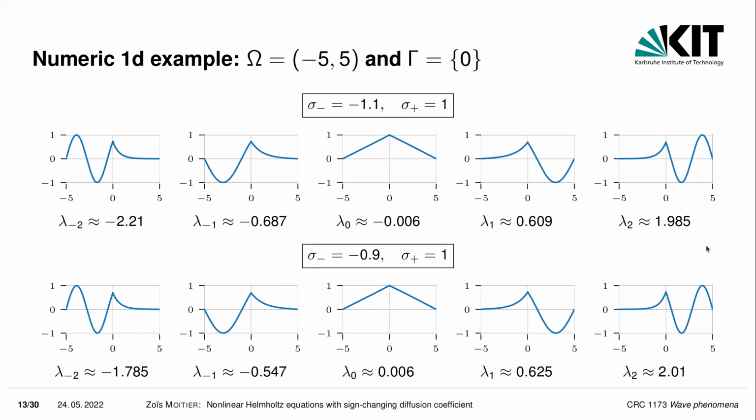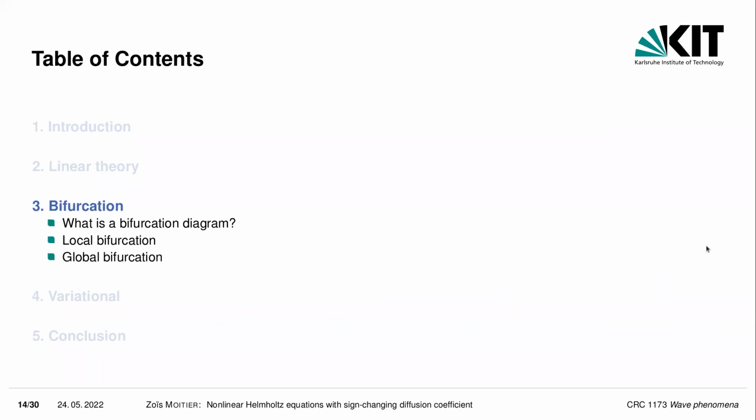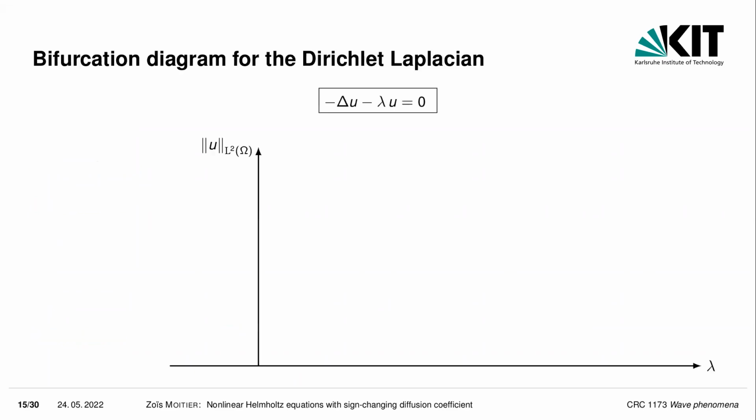And now we will go to the first nonlinear result, which is some bifurcation result. So first, to illustrate the bifurcation result, so here we are on the nonlinear part, it's useful to introduce what is called a bifurcation diagram. And so to introduce that, we will look at the bifurcation diagram for a very simple equation, the Dirichlet Laplacian, with actually no nonlinear term.